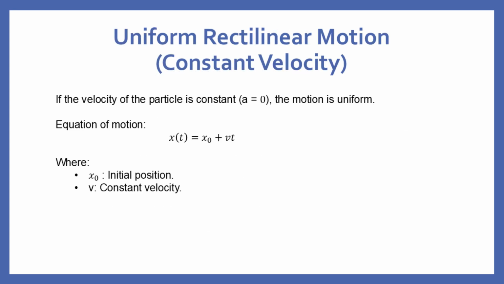Here's a special case: uniform rectilinear motion. This happens when velocity is constant, meaning no acceleration. Imagine a car cruising on cruise control, maintaining exactly the same speed. Our equation here is simple but powerful: x equals x0 plus vt. Let me break that down. x is your current position, x0 is where you started, v is your constant velocity, and t is the time that's passed. It's like saying where you are now equals where you began plus how fast you're going multiplied by how long you've been going.